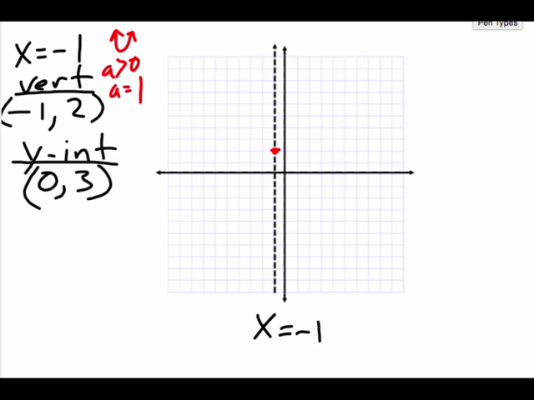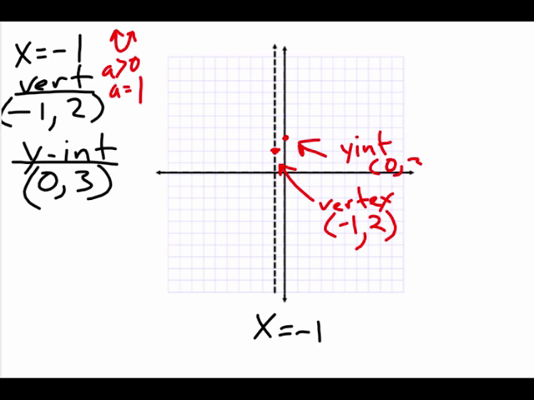Now, where is the y-intercept? (0, 3), right? So let's write this out. This is the vertex, and that occurs at (-1, 2). This is the y-intercept, and that occurs at (0, 3). And then we have our line of symmetry, and we know that it opens up, just based on the lines.